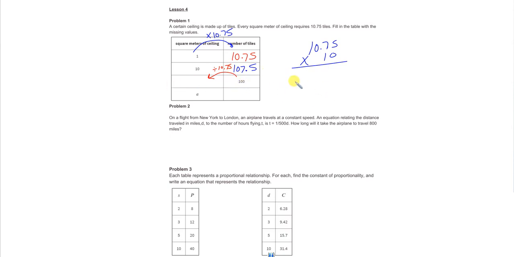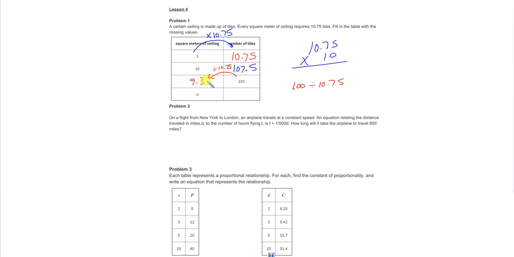So for this red version here, we're just going to do 100 divided by 10.75 to find our missing answer there. And feel free, you can use a calculator on that because that is a strange division to have to do on paper. And I'm going to use mine, and I get 9.3. It says fill in the table with the missing values, so I've got about 9.3 when I round to the nearest tenth. So that's going to be about 9.3 square meters.